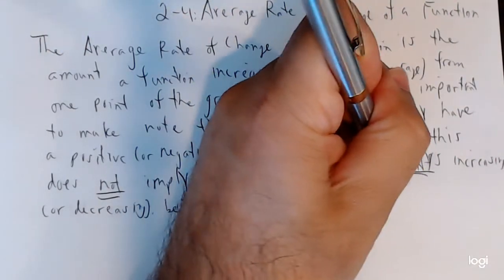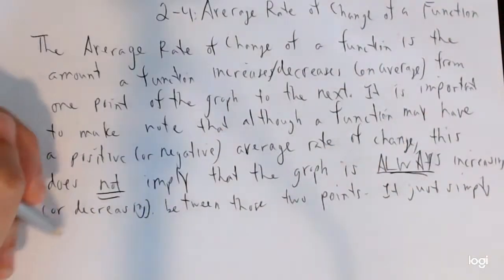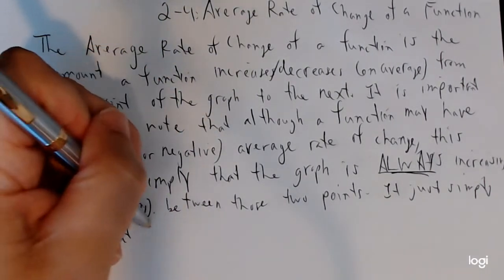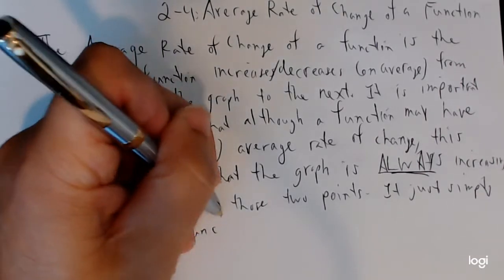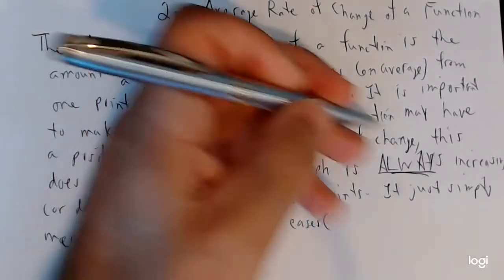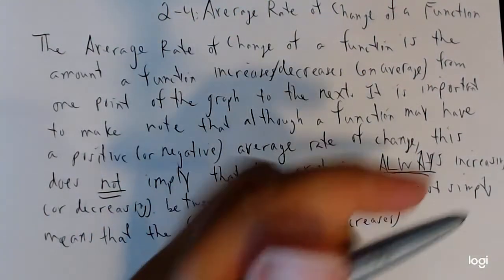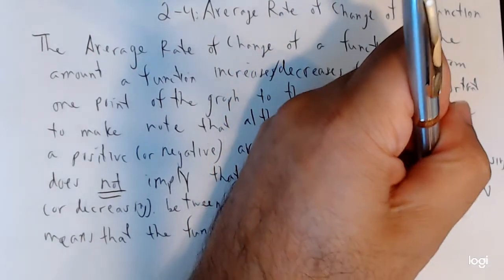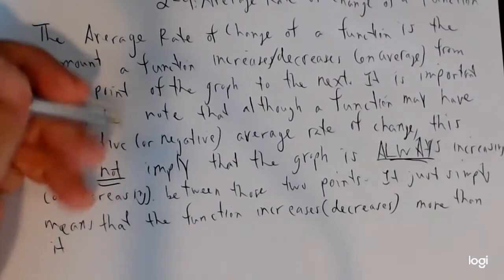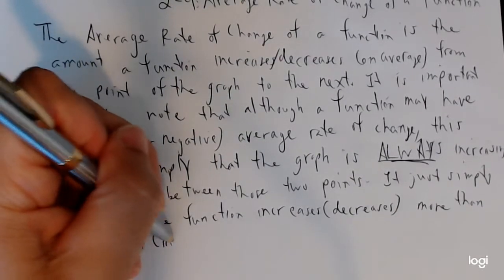So basically what we're saying is it simply means that the function increases (or decreases, right? It depends on the perspective. When I put this in parentheses, I'm just saying they could be interchangeable) more than it decreases, or increases, depending on what we're looking at.